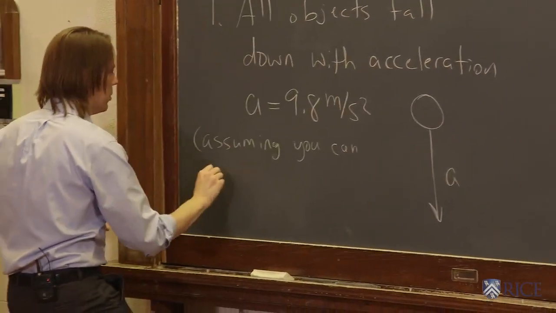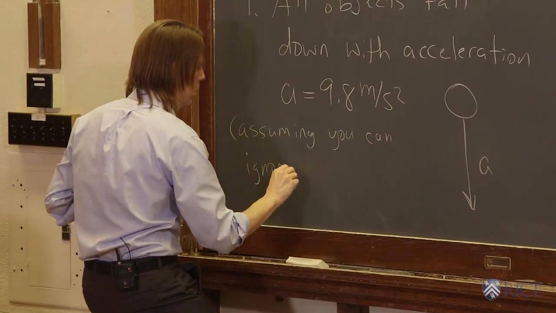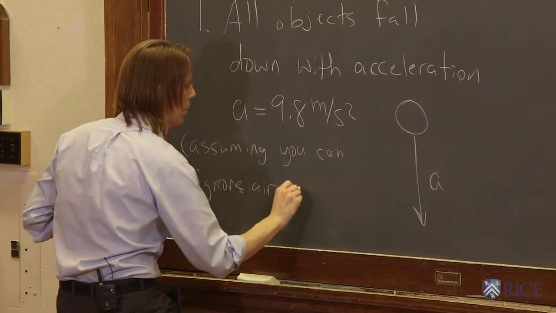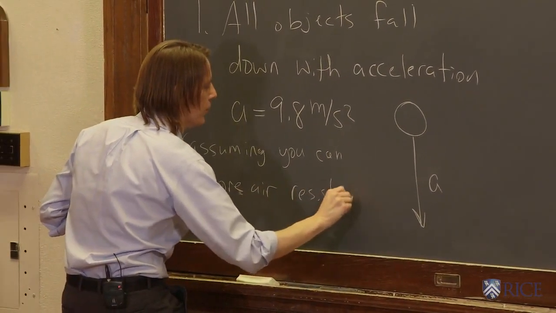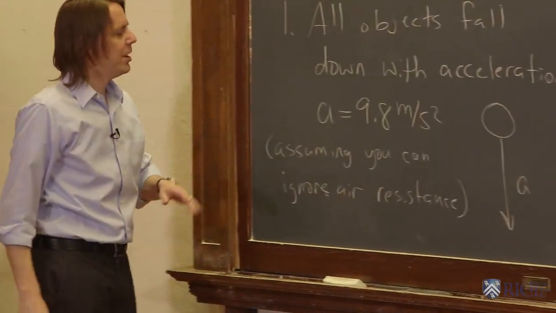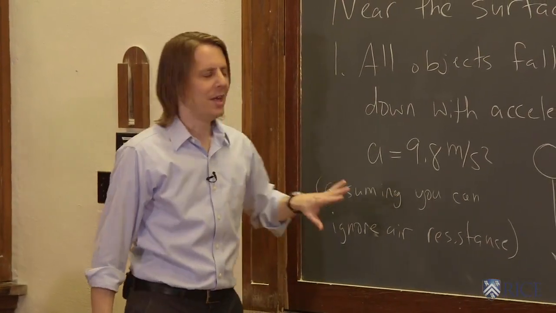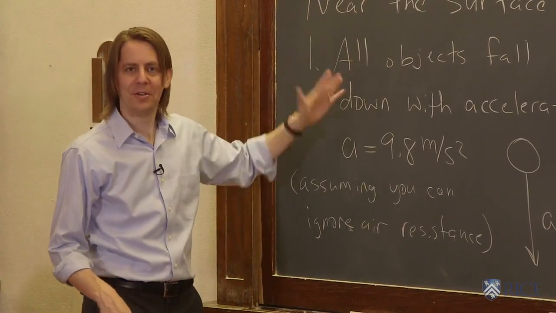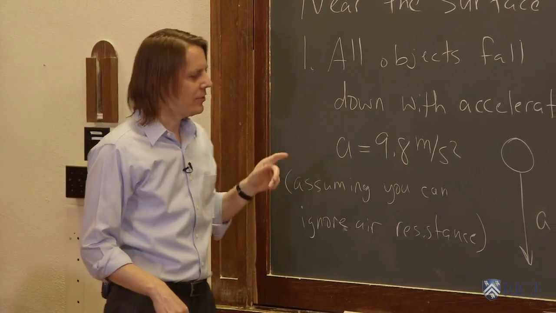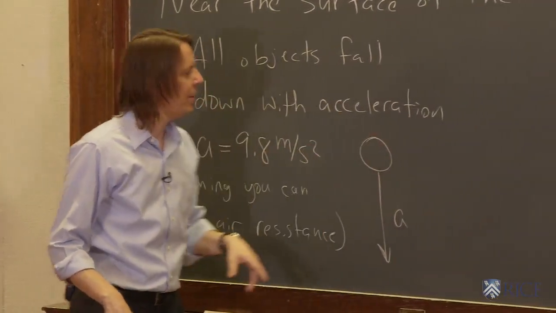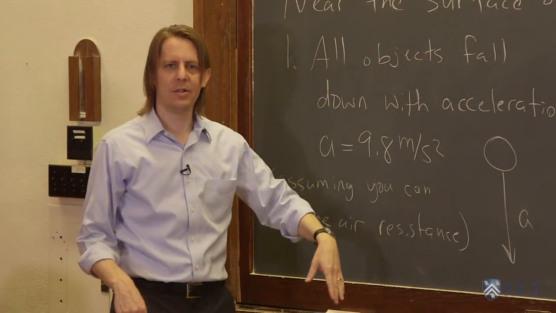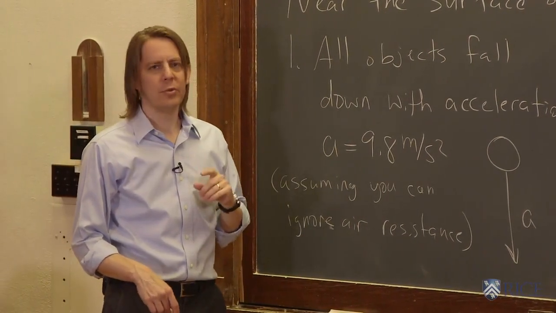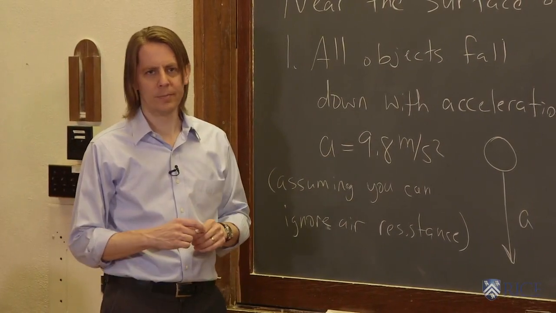Can ignore air resistance. Again, we'll get into it next week when we talk about forces, but for now you'll usually see this written in a problem, and they just want you to use the acceleration. And of course, the cause of this is gravity. Okay, we'll get into it next week. But what's interesting is all objects fall at this rate, at this acceleration, no matter what their mass is, if you can ignore air resistance. So what I want to do now is go test that. So let's go test that out in the quad.